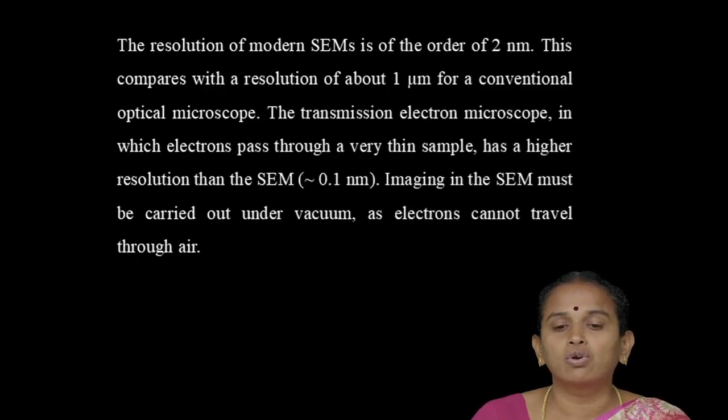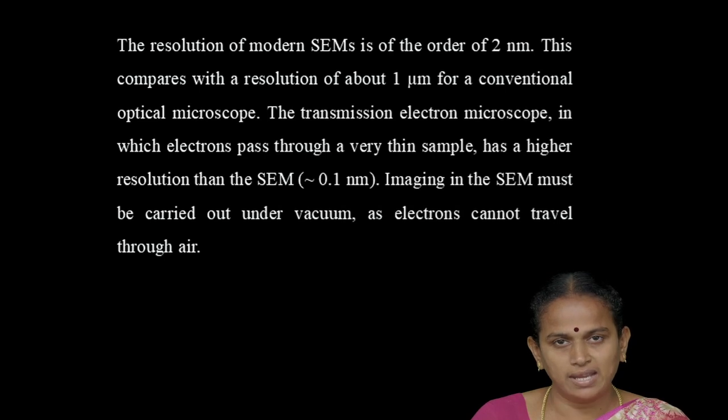The resolution of the modern scanning electron microscope is of the order of 2 nanometers. This compares with a resolution of about 1 micrometer for a conventional optical microscope. The transmission electron microscope, in which the electrons pass through a very thin sample, has a higher resolution than the SEM. Imaging in scanning electron microscopy must be carried out under vacuum, as the electrons cannot travel through air.